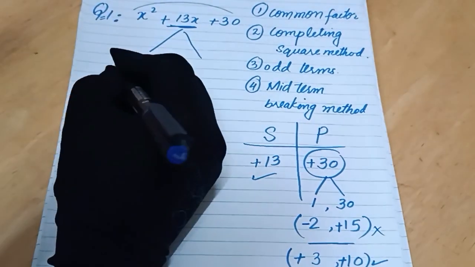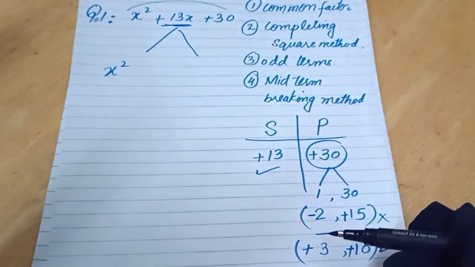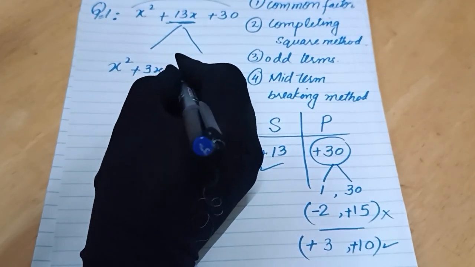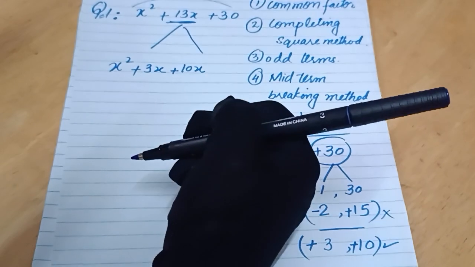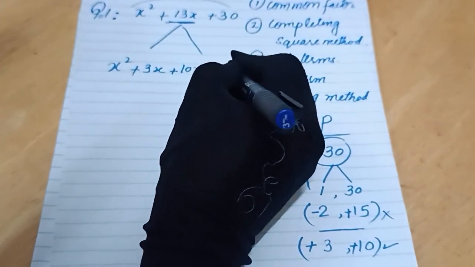Okay, so x square will be as it is. 13x is changed to two terms, that is 3x and 10x. Okay, the variable will remain the same with both. Plus 30, the last term.